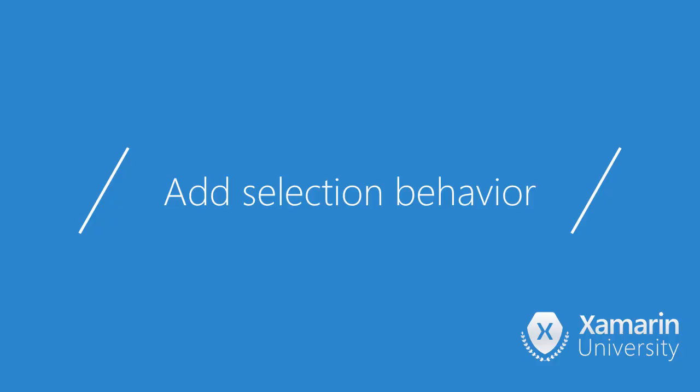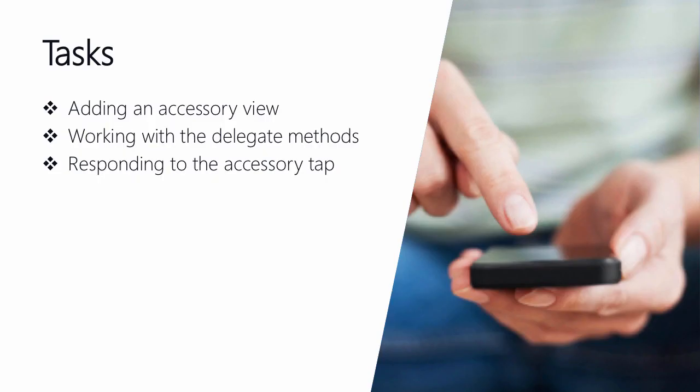Table views are great for scrolling data, and for some apps that may be all that's necessary. But table views are also often used for navigation or selection purposes. So let's look at how we can manage the TableView delegate to provide selection behavior. We're going to look at 3 things. First, there's a special view that we can activate in the TableView cell called an accessory view, that allows us to indicate visually that there is some sort of navigation or selection behavior associated with the cell.